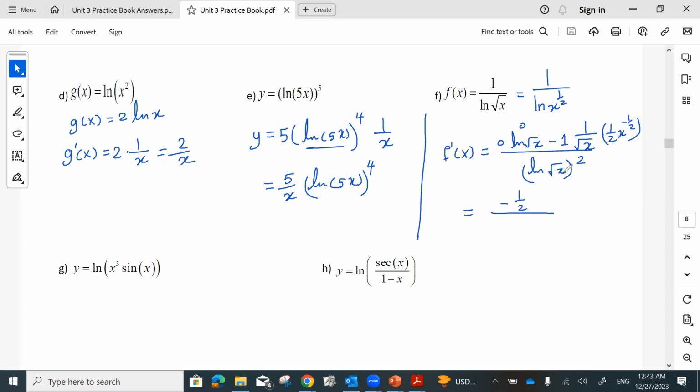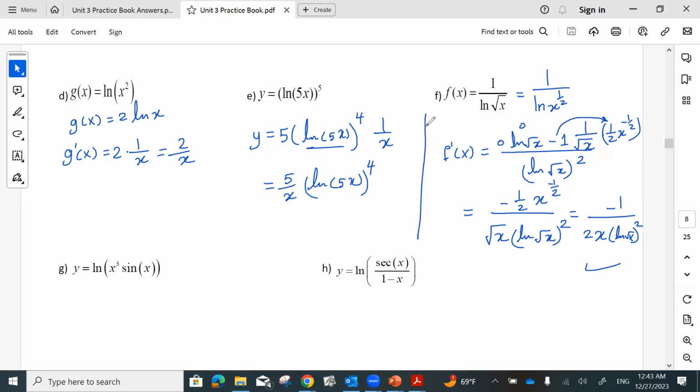This is of course 0, no problem. Negative half, negative 1 times half, negative half x power negative half. And this radical can be written here, root x ln radical x squared. You can do more, negative 1 over, these two can be written here, and x power half can be written here, x power half, so it will be root x, and root x will be x into ln radical x all power 2, and this is the final answer.